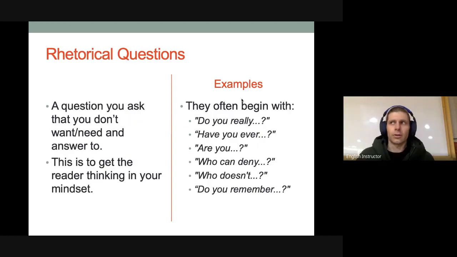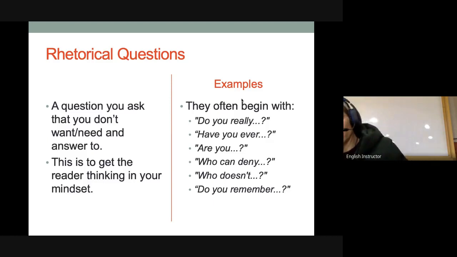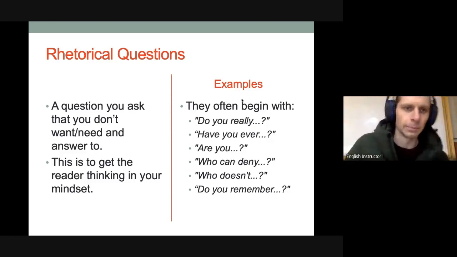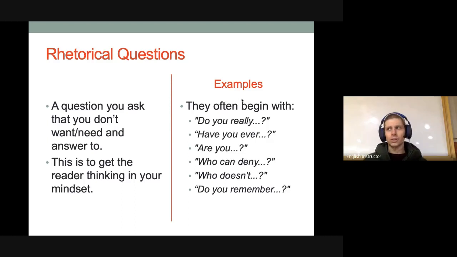Now, another bit of persuasive language that you can add into your essays and into your writing in general are the rhetorical questions. And we're going to talk about these a little later when we get into literary devices as well. But rhetorical questions can be highly effective if they're used correctly, but they can also be used incorrectly, especially if you use them too often.